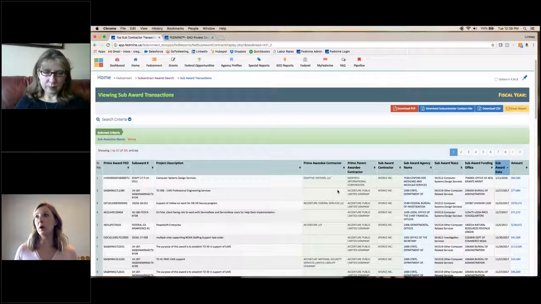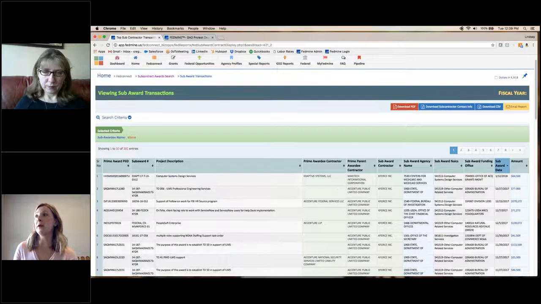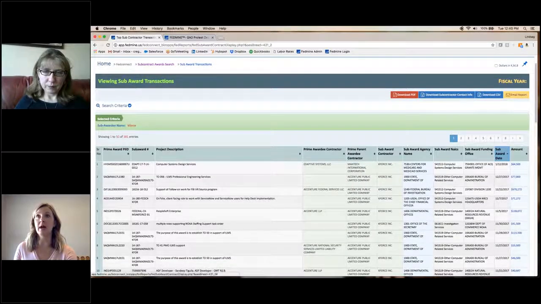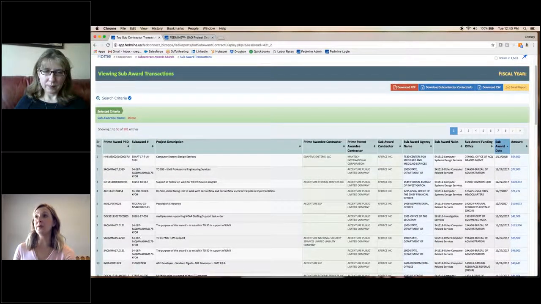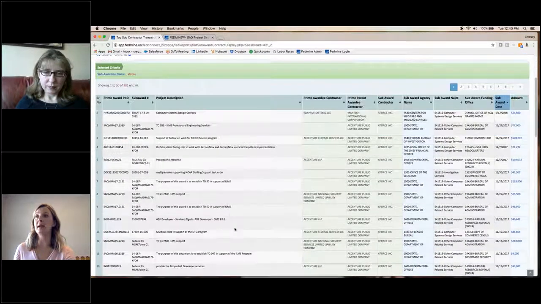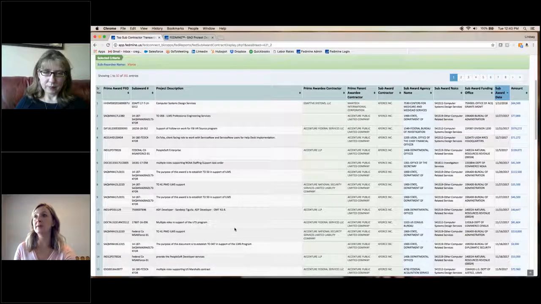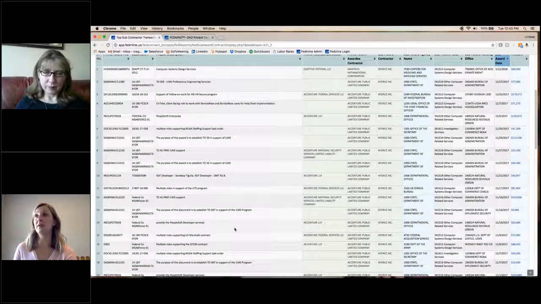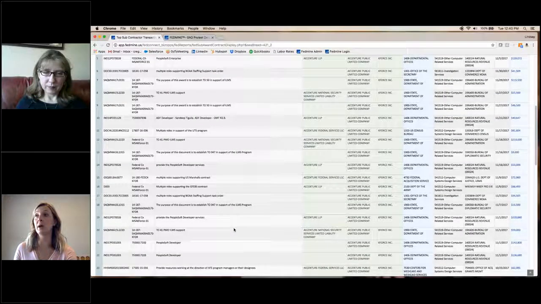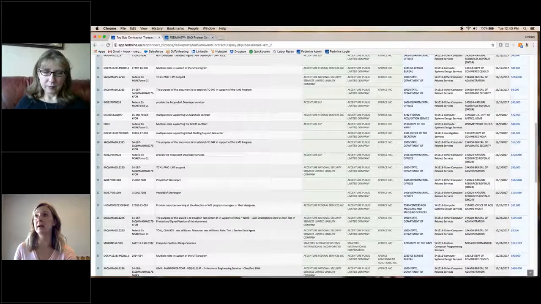So it looks like they work with Accenture and Mantech within my primary NAICS code, and I can also see who the agency is and the amounts that they're getting from these contracts, as well as any project descriptions. So again, these are who they have their relationships with, and I could download this to dissect it even further. They have a lot of subcontracts with Accenture and Mantech.